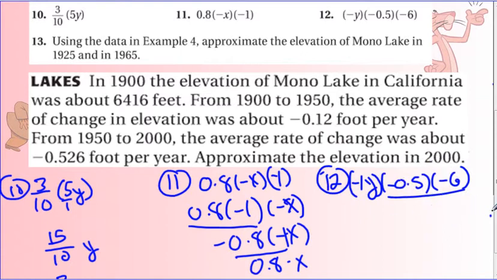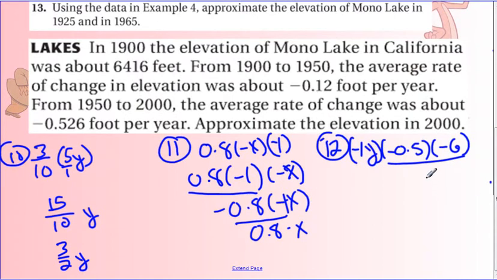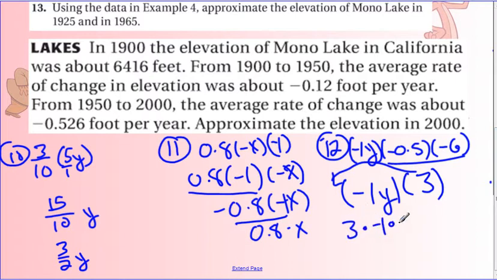So 0.5 times 6. If you did the work off the side of your paper, good job. Hopefully you got an answer of 3. Positive 3. And then you take negative 1y times 3, but my numbers are on different sides of the variable. So I'm going to move my 3 out front. I'm going to commute it. So now I have 3 times negative 1 times y. I can do that math and get a negative 3 times y.